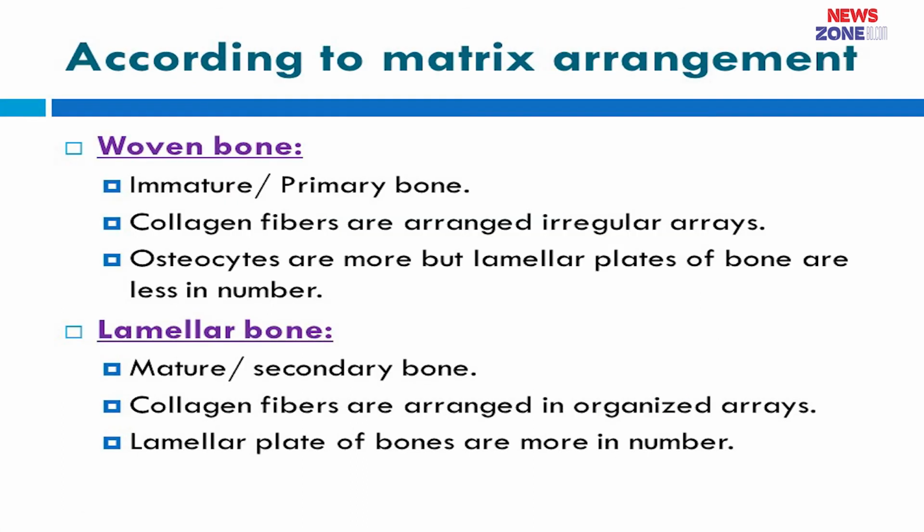which is producing blood cells. Now another type of classification is on the basis of organization of the matrix. There are woven bone and lamellar bone. Woven bones are the primary bone or the immature bone, which is present at the very beginning of human life. These types of bones have collagen fibers, but they are not well organized, they are very irregularly placed. Osteocytes are more numerous over here.